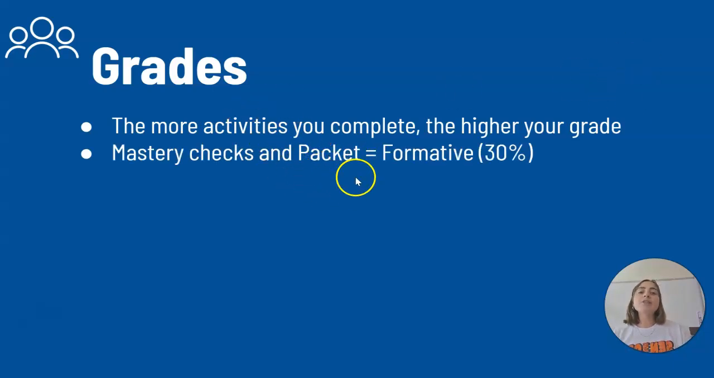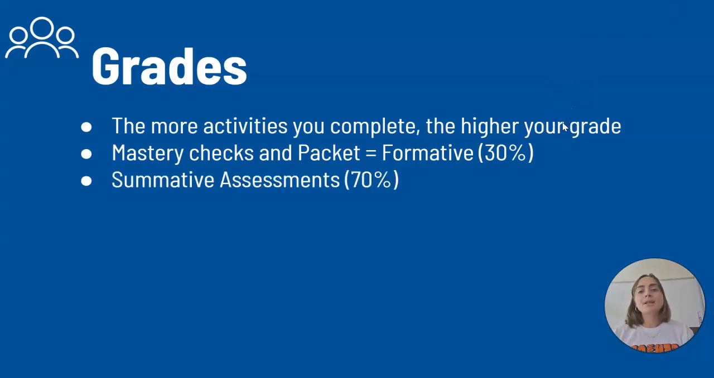Mastery checks and everything you complete in your packet is all formative work, which means it's going to be 30% of your grade. Formatives are super important because it's how we practice and build the skills that we need in order to be successful on our summatives. Summative assessments are going to be worth 70% of our grade. And in English 10, your summatives will usually look like a written essay. Sometimes it'll be a project or a presentation, but it'll always involve reading and writing skills.